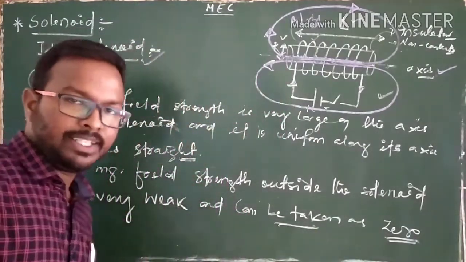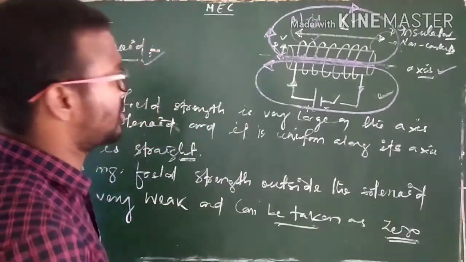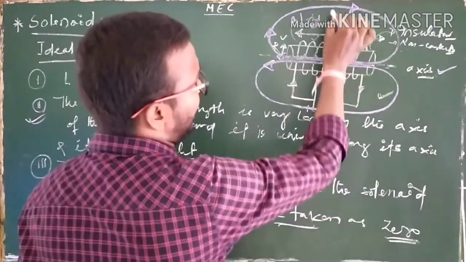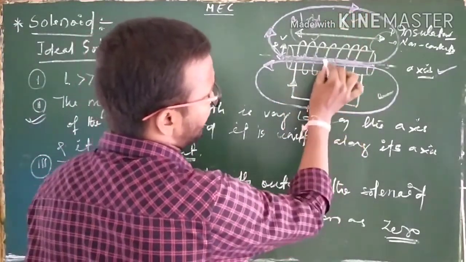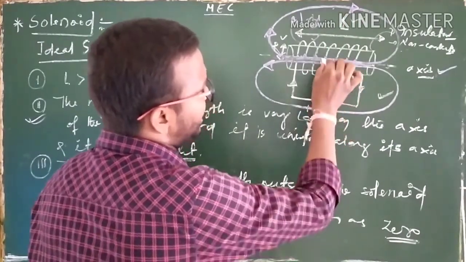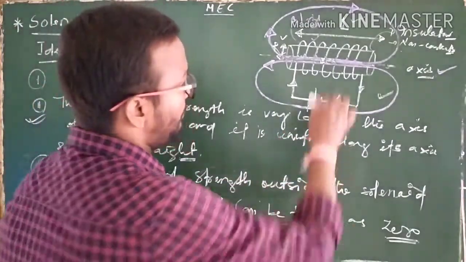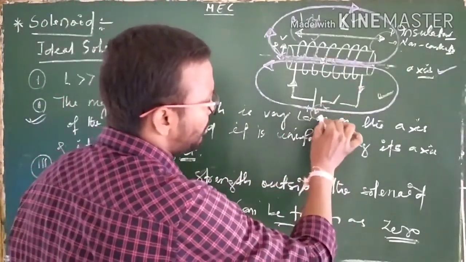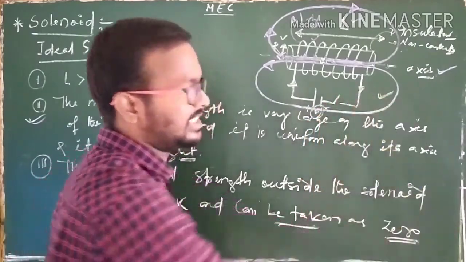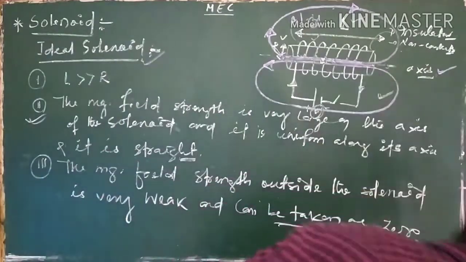Actually, the magnetic field strength outside the solenoid is not 0. It is very small as compared to inside the solenoid. This is the inside point, and this is the outside point. The magnetic field strength inside is very large as compared to outside. So if you compare these 2 points, then at this point the magnetic field strength is negligible and can be treated as 0. Why?